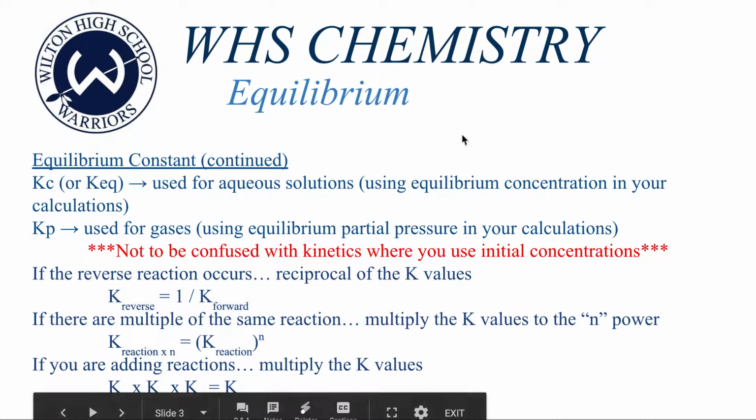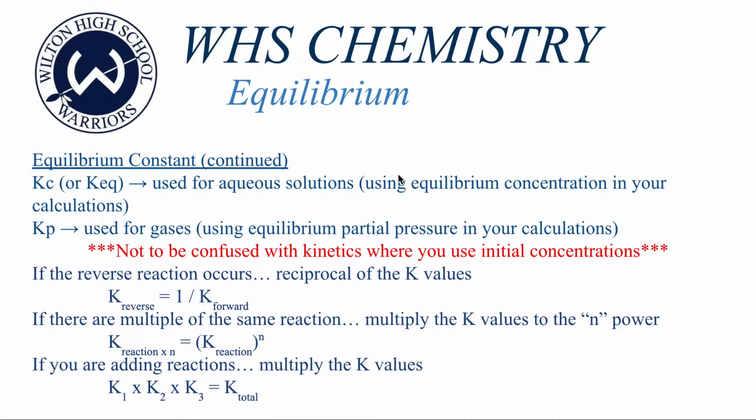So more things about the equilibrium constant: Kc, or Keq, it's sometimes written, is used for aqueous solutions. So that's when you're going to use concentration like I talked about in the last slide. Kp is used for gases, but instead of concentrations, it's going to be the partial pressure of that gas raised to the power of the coefficient. This is not to be confused with kinetics, where you use your initial concentrations and order. Just completely wipe kinetics from your mind, because now we're talking about the equilibrium constant, which is different than the rate constant.